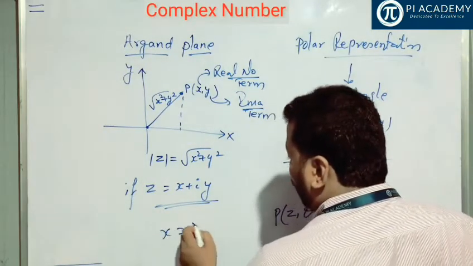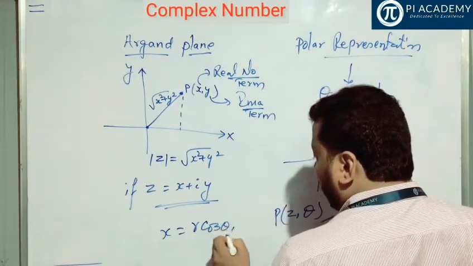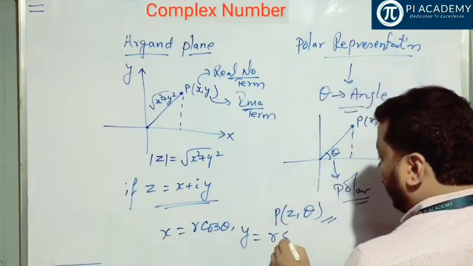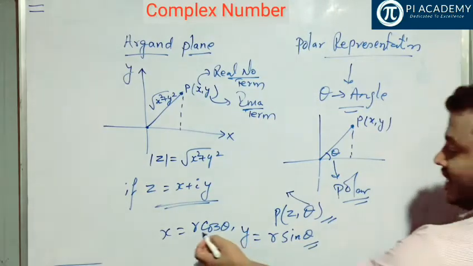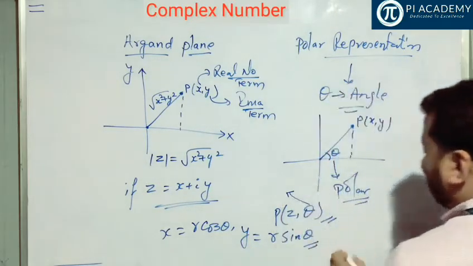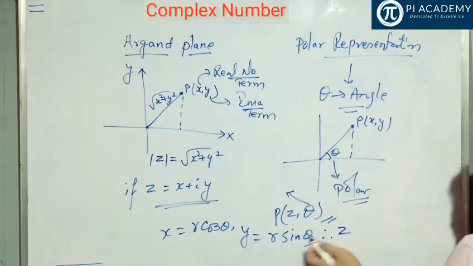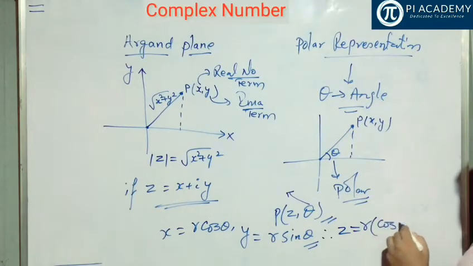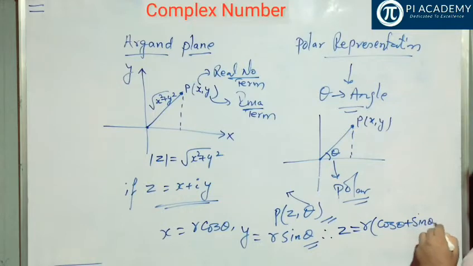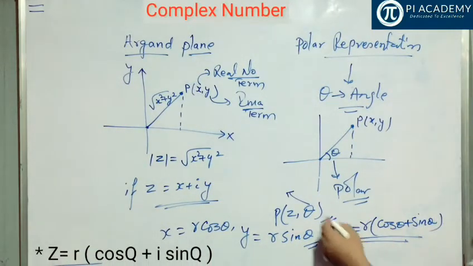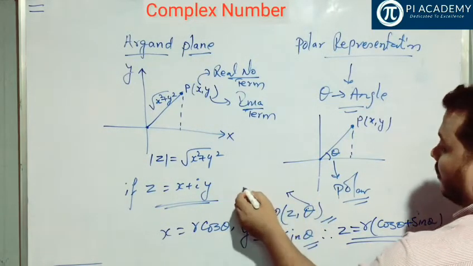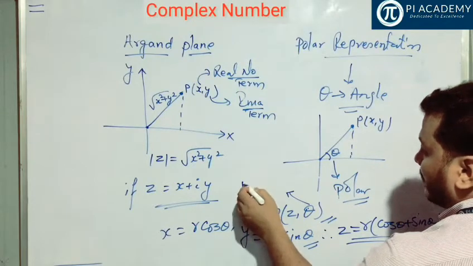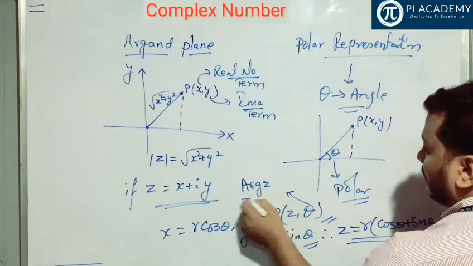So x is equal to r cos theta and y is equal to r sin theta. Therefore your complex number will be z equal to r (cos theta plus i sin theta). It will become your complex number. So here, what is theta? Theta is nothing but your argument or the amplitude you can say, and it is represented as arg of z.